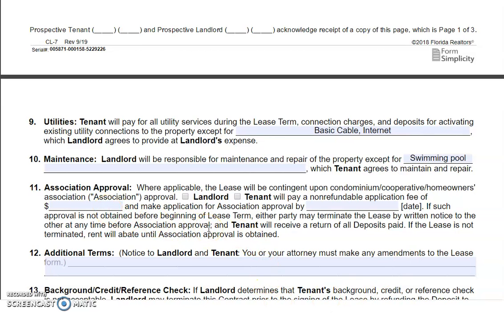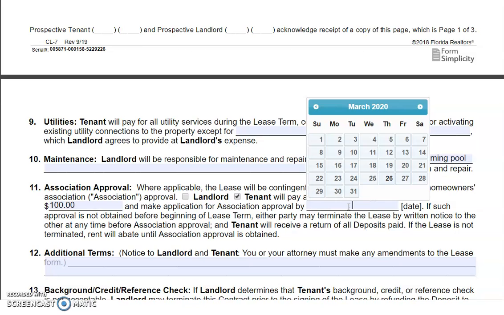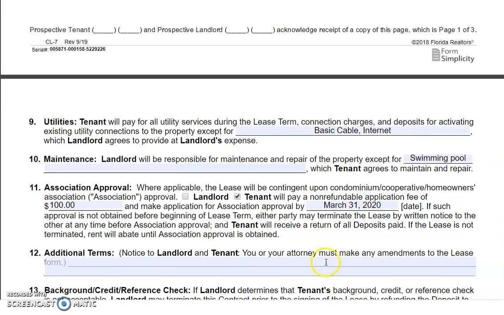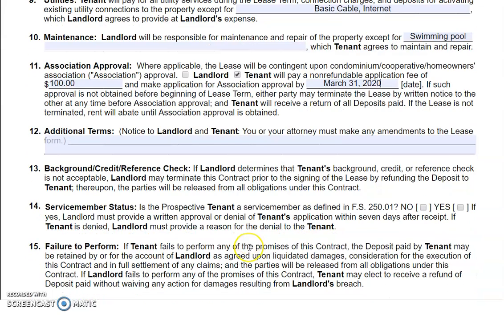When applicable, the lease will be contingent upon condominium or cooperative owners' association approval. Normally, it's the tenant who pays a non-refundable application fee, and normally it's between 100 and 150. Let's put that it costs 100, and make association approval. As I told them that I want to have the answer on the 30th, I'm going to tell them that I need that on the 31st maximum. Now additional terms, if you want to write something.